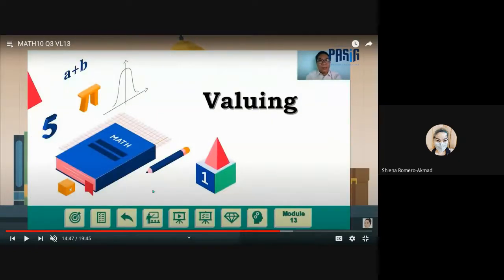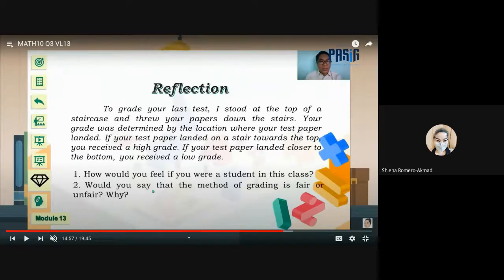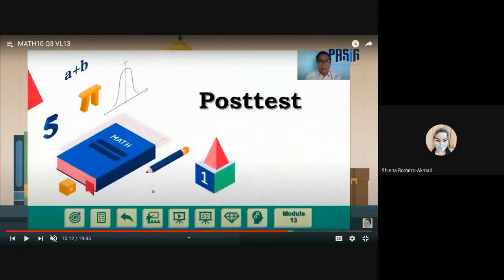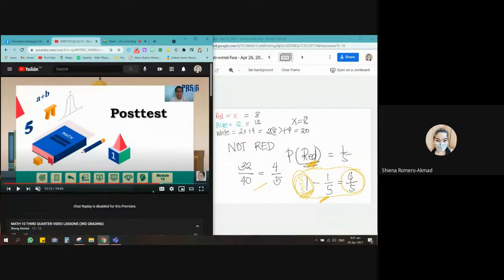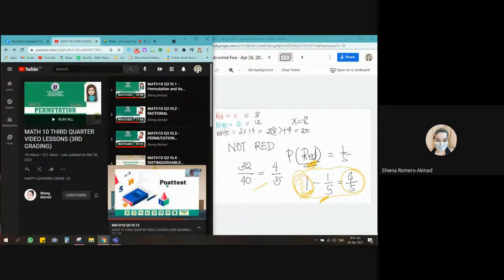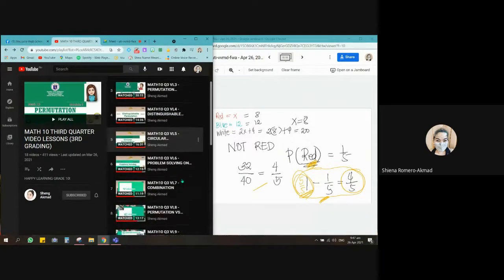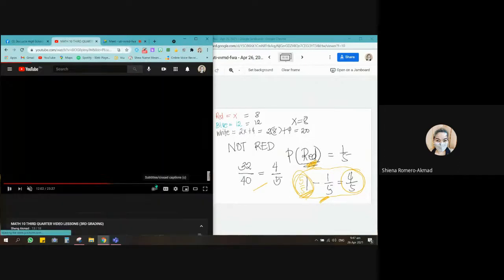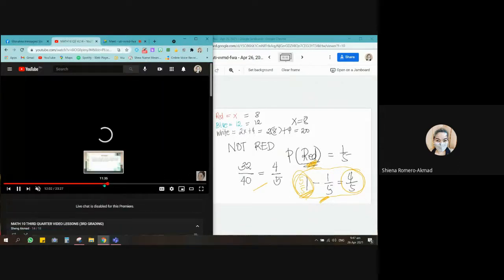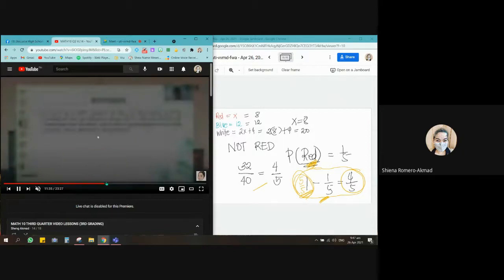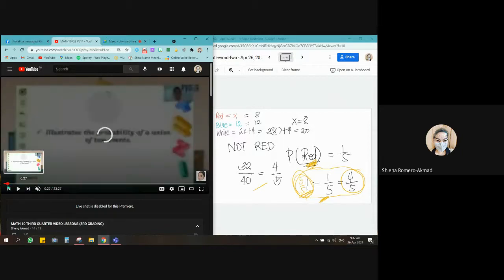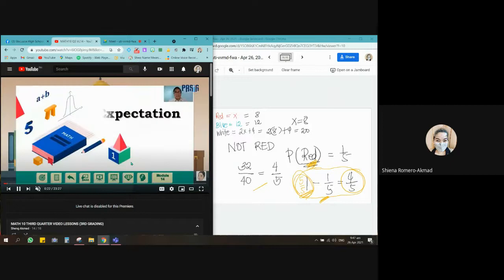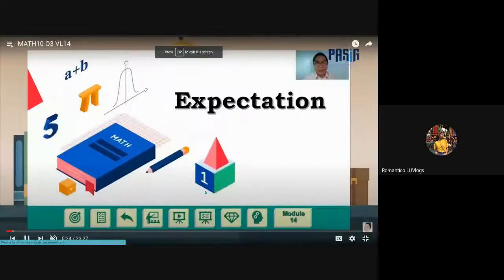And alam niyo na to, yung sa valuing, there is a reflection, then magsasagot. Okay? Let us now proceed to number 14. Andiyan pa ba kayo? Yes po. Opo. Yes, ma'am.